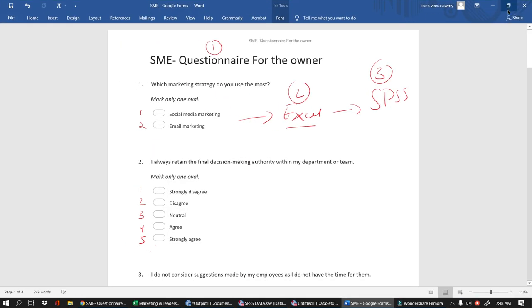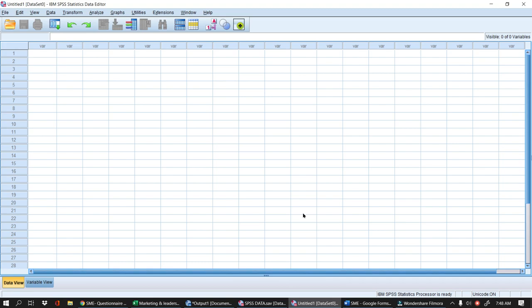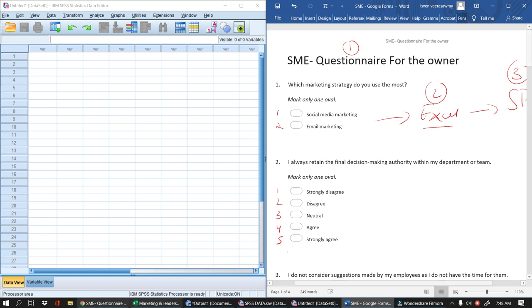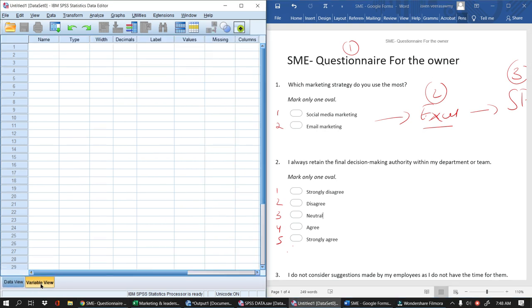I've already coded the dataset in Excel. Now I have to do the coding on SPSS because SPSS doesn't know that 1 corresponds to social media marketing and 2 corresponds to email marketing. So you need to go to SPSS, open a new SPSS file, and since we are talking about the questions over here, you need to click on variable view and you need to define all the questions in your questionnaire. Here the first question was marketing strategy.